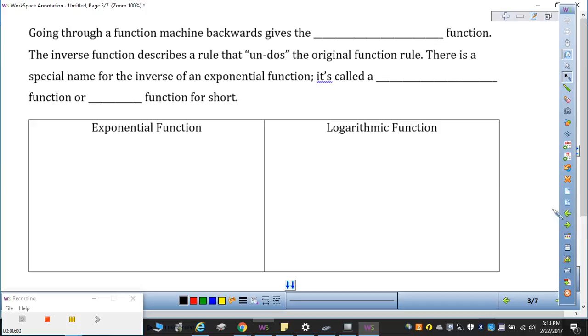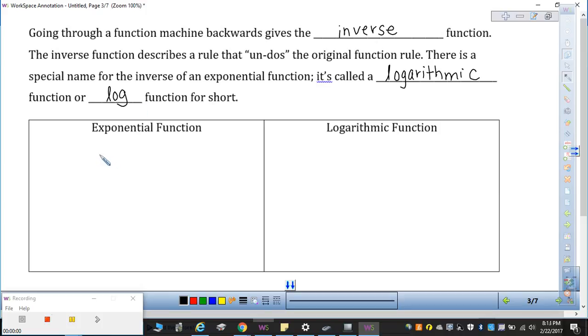Recall that going through a function machine backwards gives the inverse function. The inverse function describes a rule that undoes the original function rule. There's a special name for the inverse of an exponential function. It's called a logarithmic function, or log function for short.